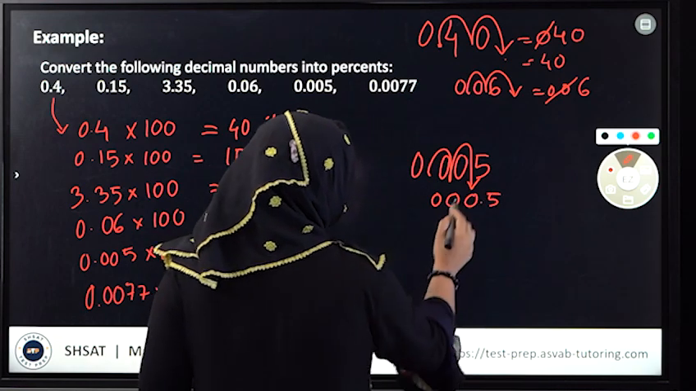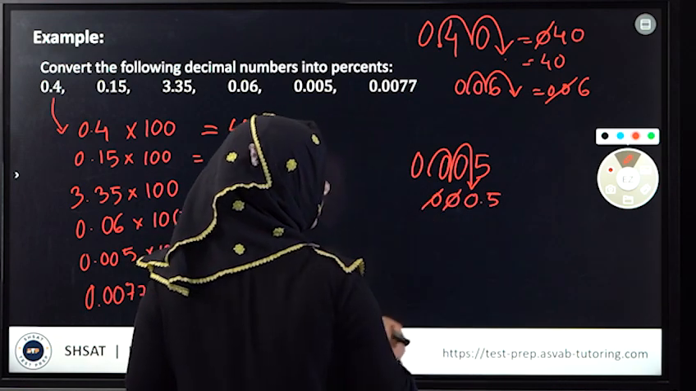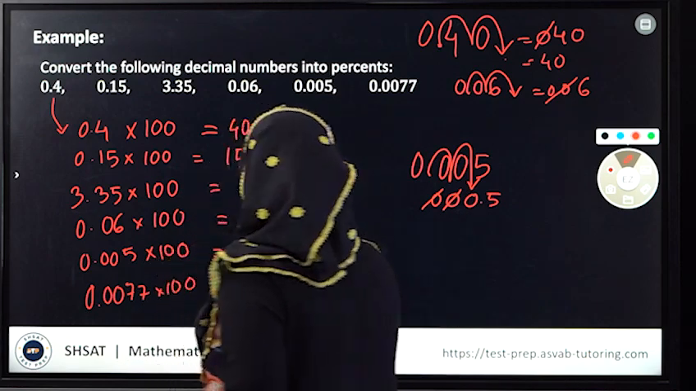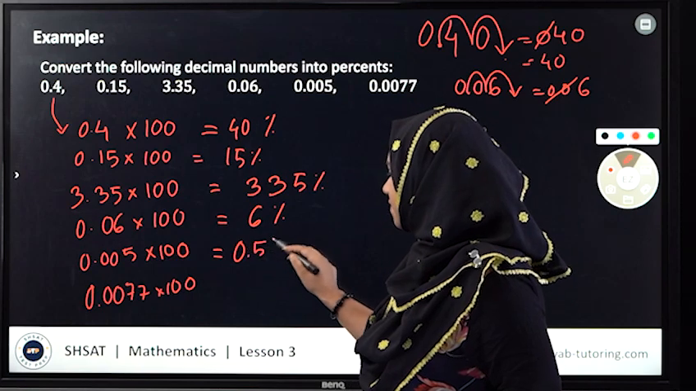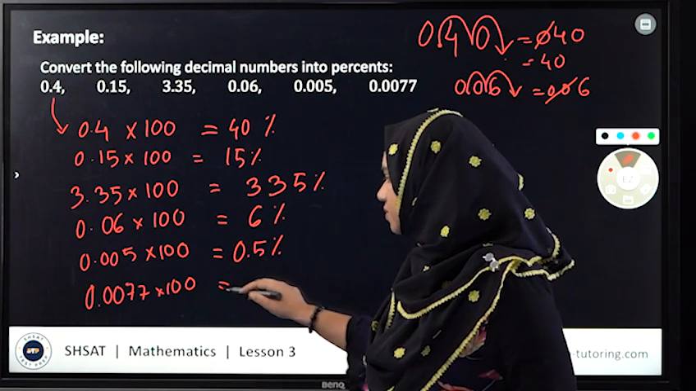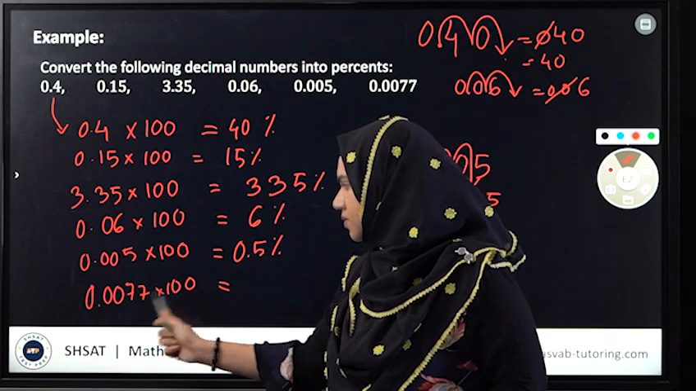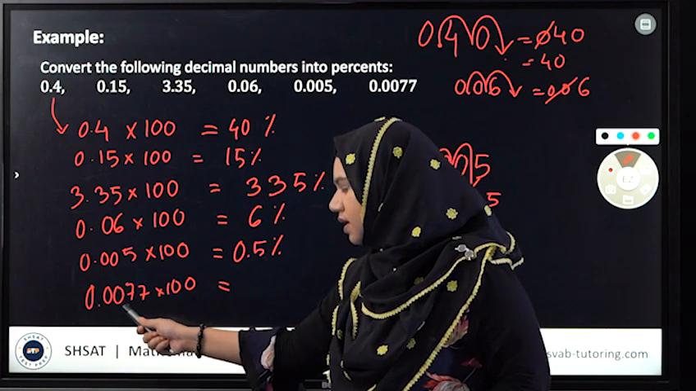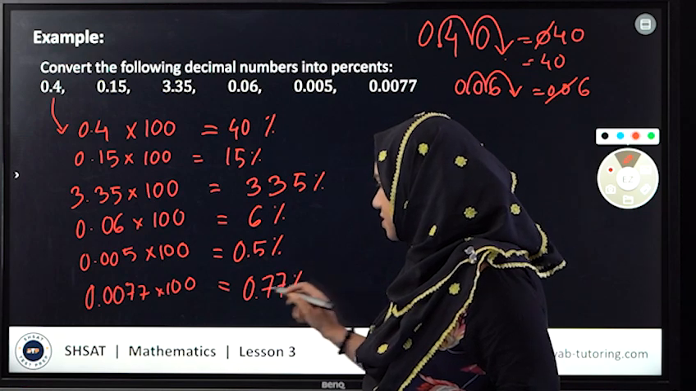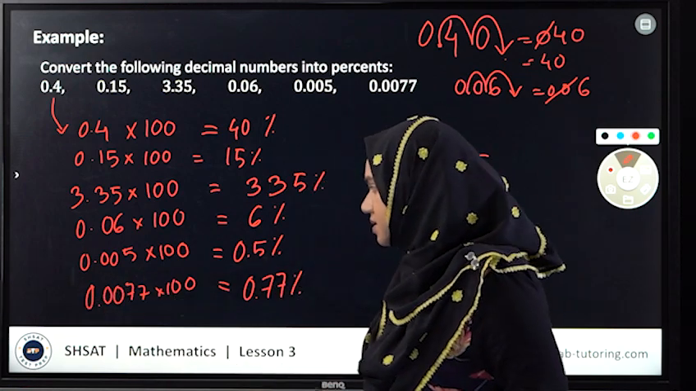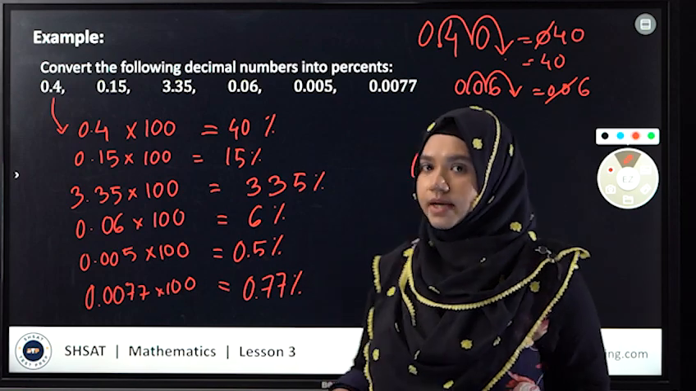0.5. Now, these 2 digits do not really have any value, but this does because it has a decimal right next to it. So the answer to this is going to be 0.5%. Let's try to do this in our head, okay? 2 zeros is going to go 2 units to the right. So that is 0.77%, just eliminating any other zeros in the front of it, okay?